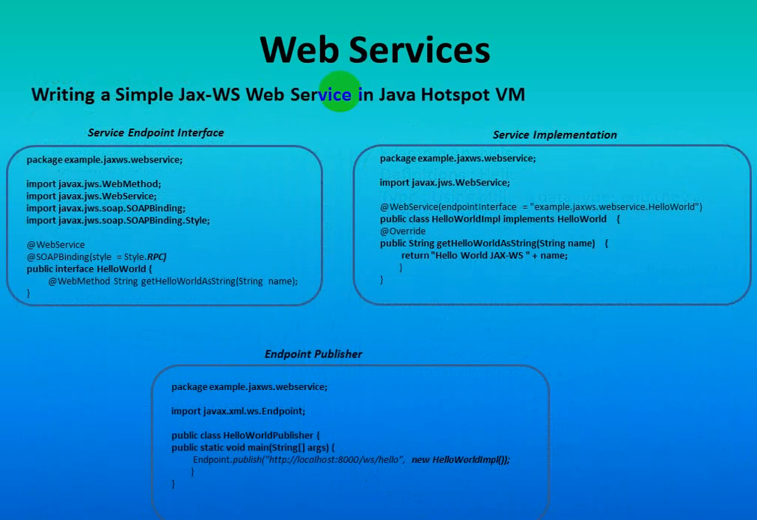So first thing we're going to see is this sample JAX-WS web service in Hotspot VM. For running these web services, from Java 1.6 onwards, they've internally built a package called JWS. That package contains all these APIs to write web services. This is a simple web service which we can run in Java 1.6 itself because we don't need any additional server. Java 1.6 contains this Java Hotspot VM.